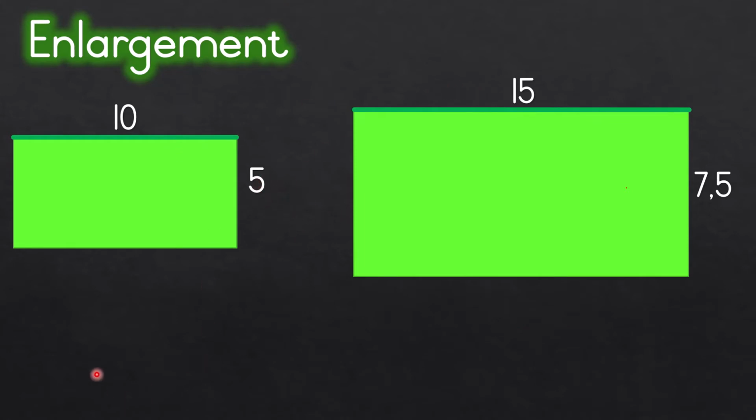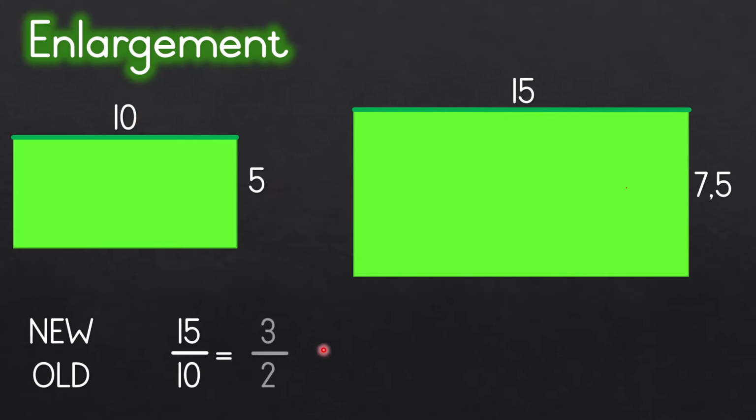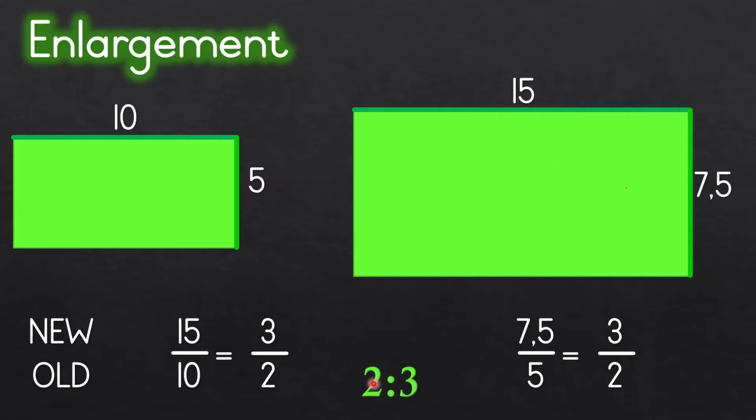So we are going to say the new side over the old side, new length over the old one, 15 over 10, and we simplify it to 3 over 2. Don't go to mixed fractions, it's going to complicate life. Just leave it like this. Then we compare the second side. So we have 7.5, the new one over the old one, and we simplify it to 3 over 2. Now we've got a relationship between them, so we can write it as a ratio. This was the smaller rectangle to the bigger one, so the old one to the new one. And so our enlargement ratio was 2 to 3.